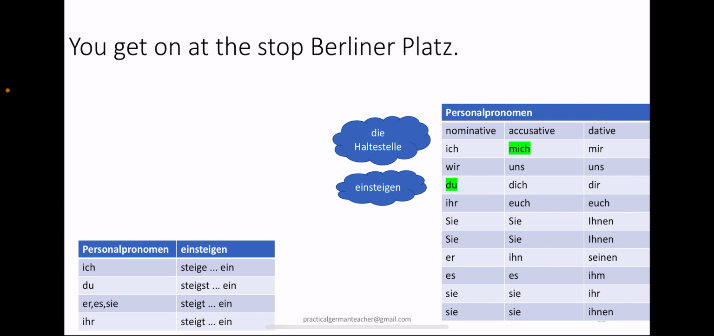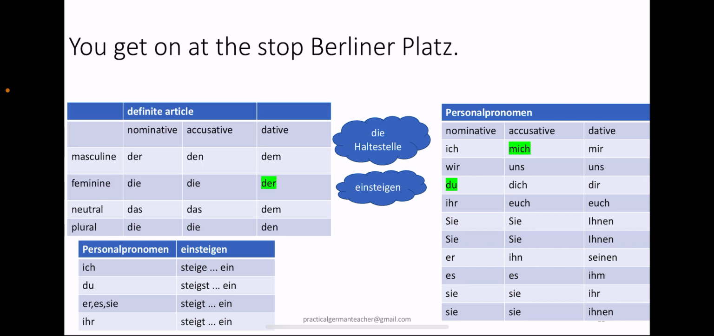Here is the table for personal pronouns. Please ignore the highlighted portions. That is a mistake. So you only need du, because you're saying you, and I assume you can be informal with this person. So you don't need to use the capital Sie. You can just use du. So again, yeah, here the table is correct.